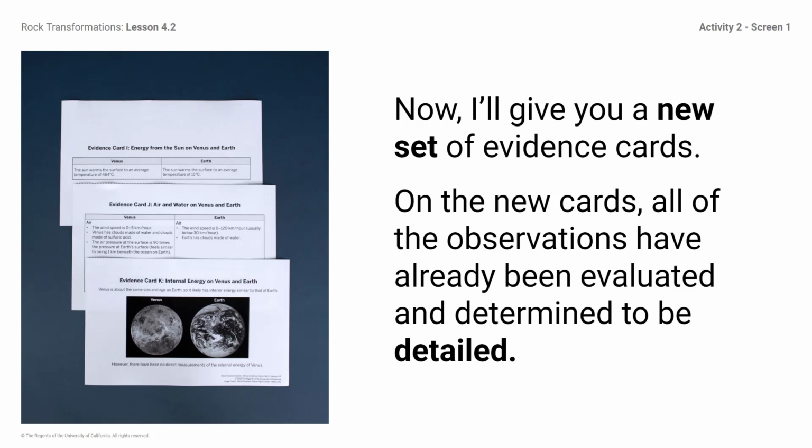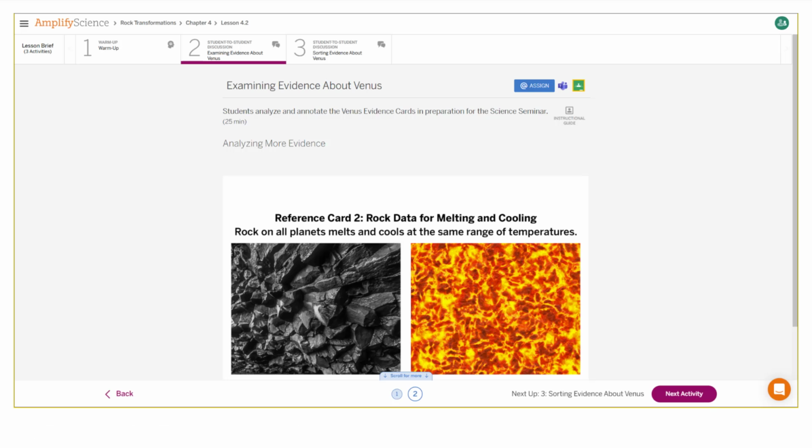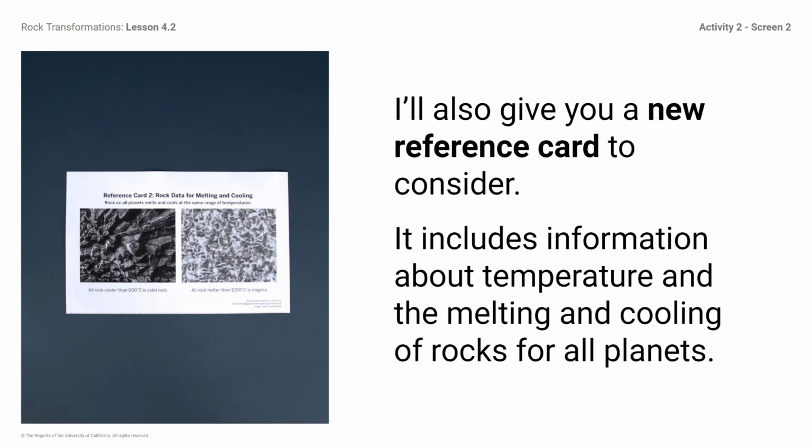Now I'll give you a new set of evidence cards. On the new cards, all of the observations have already been evaluated and determined to be detailed. Remember that during the warm-up you are already considering the evidence needed to determine which rock processes occur on Venus. Here's what your student screen looks like for this part of the lesson. I'll also give you a new reference card to consider.